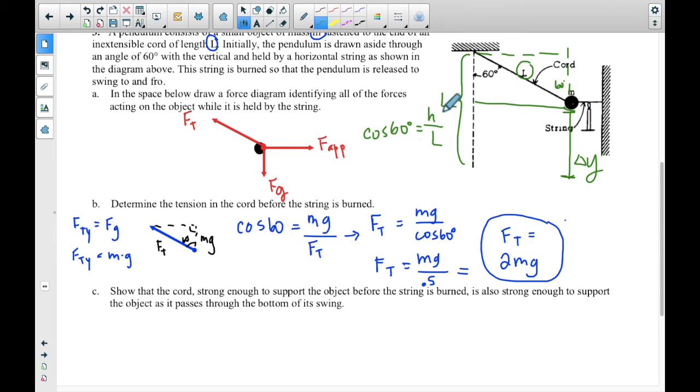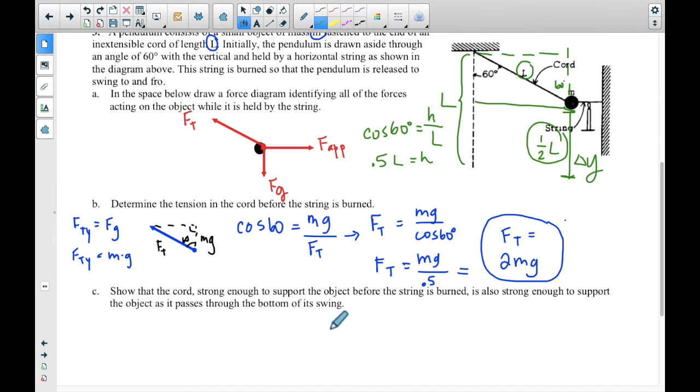So this H is, if I multiply both sides by L, well, first of all, cosine of 60 is 0.5, right? Then let me multiply times L. So H is half of L, okay? So if this is half of L, this must be the other half of L. So this piece is 1/2 L, which means that our delta Y is 1/2 L.